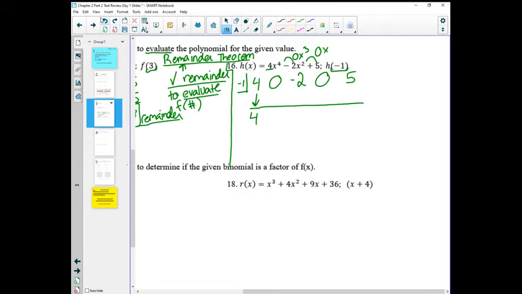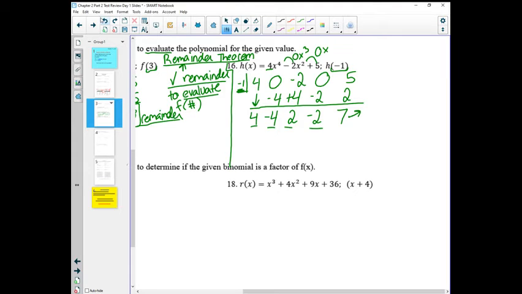Bring down the first term. -1 times 4 is -4. Combine those together. -1 times -4 is +4. Combine those together. -1 times 2 is -2. Combine those together. -1 times -2 is +2, and combine those together.